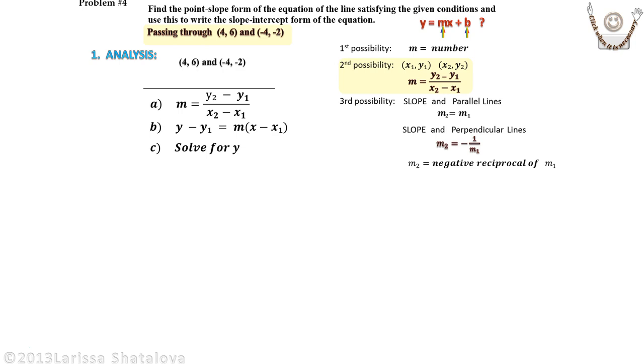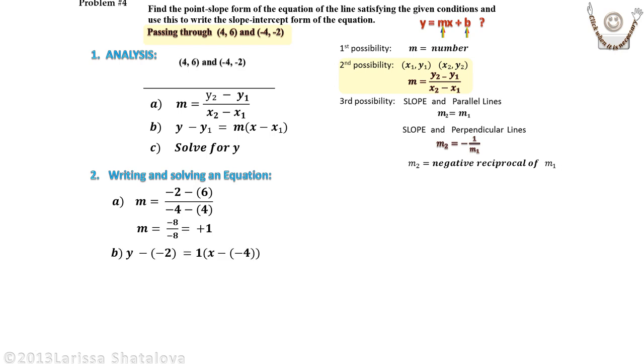Let's do it. First, slope. What we have? Y second is negative 2, y first is 6. X second is negative 4, x first is 4. And let's simplify. Numerator is negative 8, denominator is negative 8. Negative over negative gives us positive, 8 over 8 is 1. So slope is positive 1.